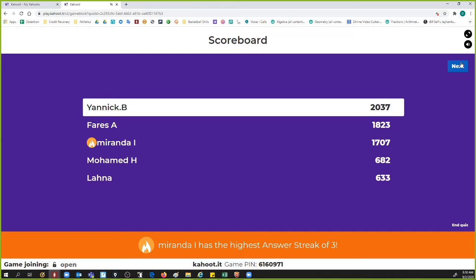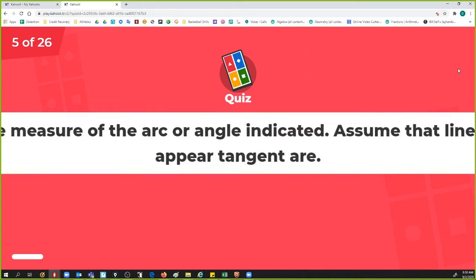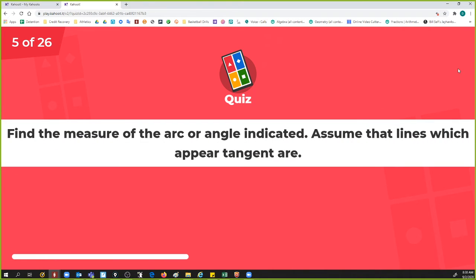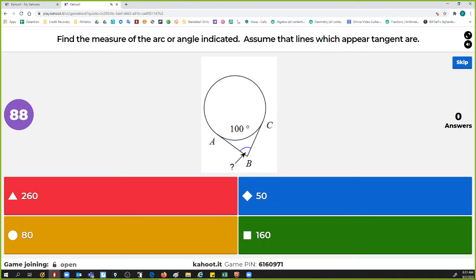Miranda is on fuego, but Yannick is holding his lead. Good job, Yannick. Come on, wakey wakey, eggs and bacon. Ooh, okay, good. I like it. Me likey. This shouldn't take as long as it looks like it might take.